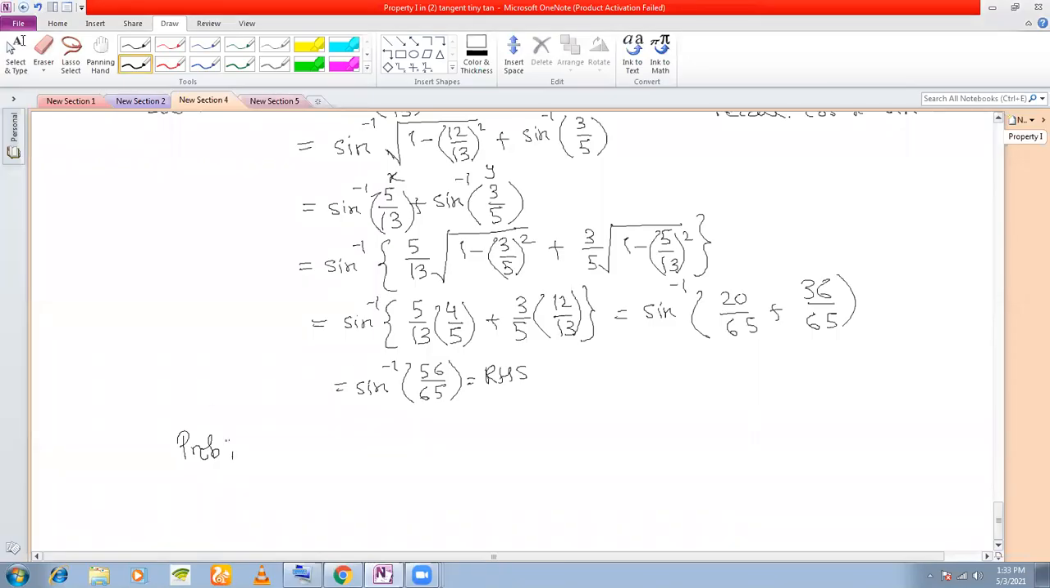So, another problem based on the above results: prove that sin inverse 4 by 5 plus sin inverse 5 by 13 plus sin inverse 16 by 65 is equal to pi by 2.